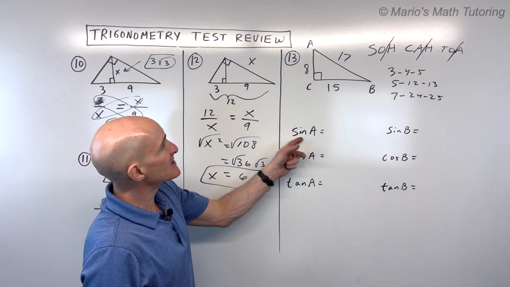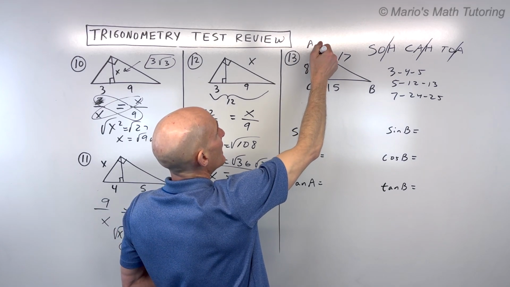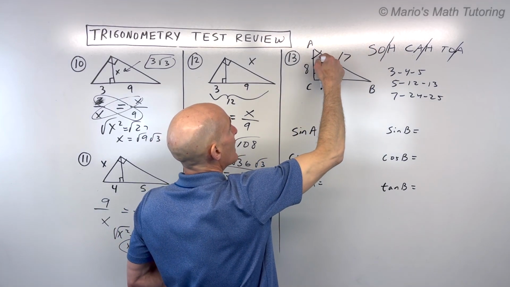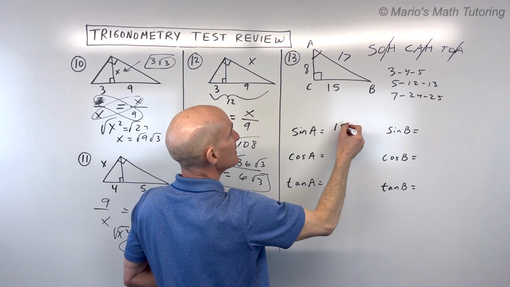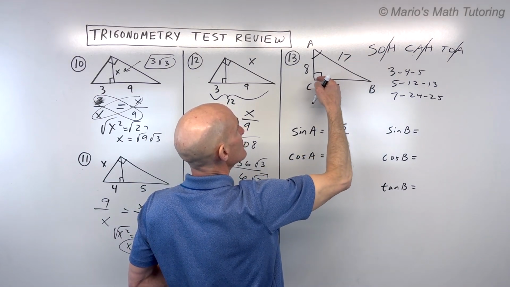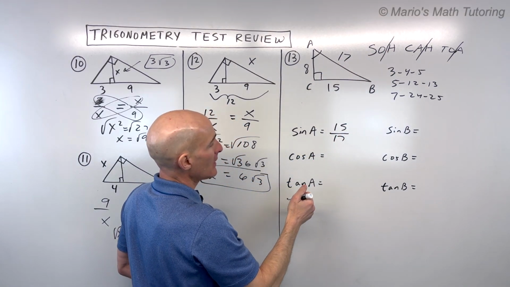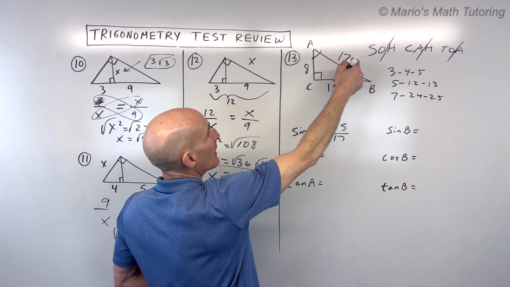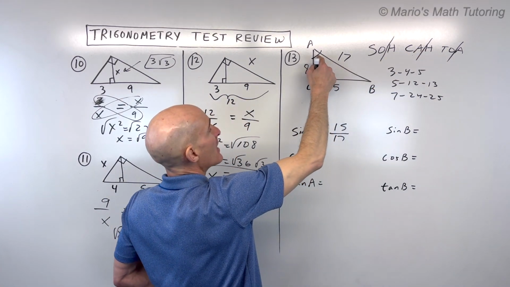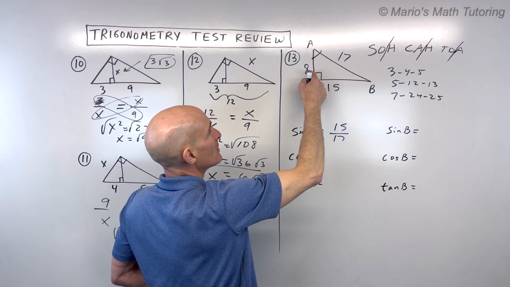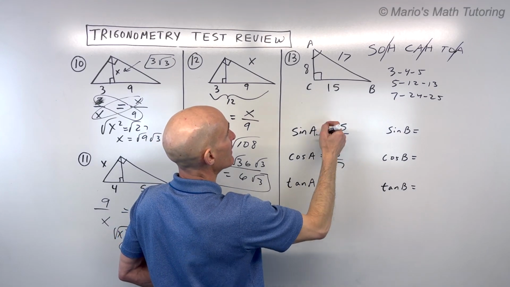So if I want to find the sine of angle A, remember we stand over here at angle A. Sine is the ratio of the opposite side, which is 15, over the hypotenuse. That's always going to be the one across from the right angle, 17. If I want the cosine of angle A, I want the adjacent side divided by the hypotenuse. Adjacent's next to, okay, so 8 divided by the hypotenuse, 17.